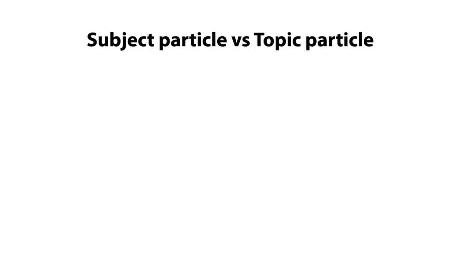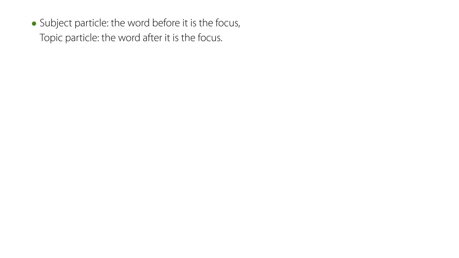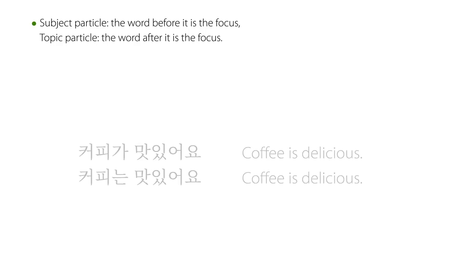Some very quick and basic tips to help you understand the difference between the subject marker particle and the topic marker particle. For the subject particle, the word before the subject particle is the main focus of the sentence. And for the topic particle, the word after the topic particle is the main focus of the sentence. Take a look at these two sentences.